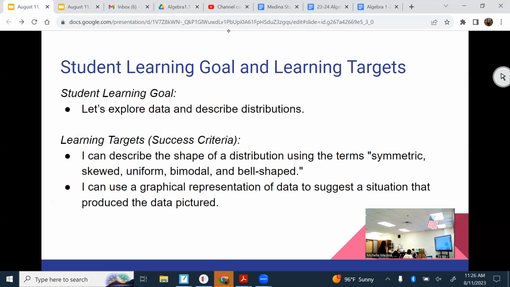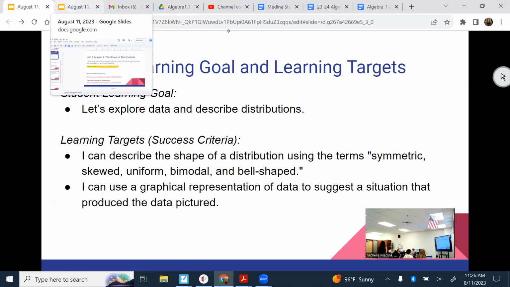All right, questions on the goals for today? Anything from today's lesson that was confusing?